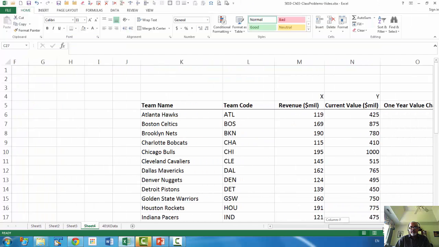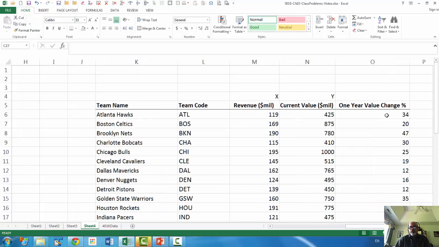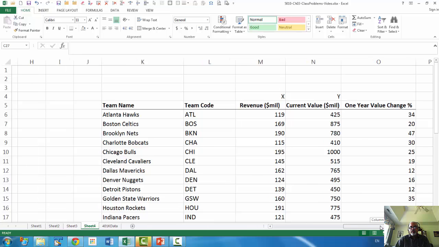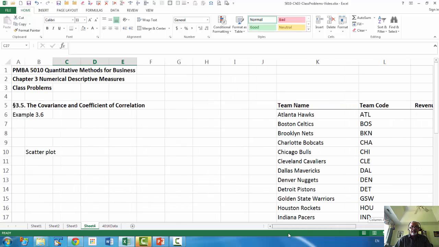So we have the teams and revenue in millions of dollars, and then the current valuation in millions of dollars. We won't worry about the 1 year percentage change in this example. Now we want to see whether there is a relationship between the revenue that the team is making and the valuation. So we will put revenue on the x-axis, valuation on the y-axis, and then plot the values first.